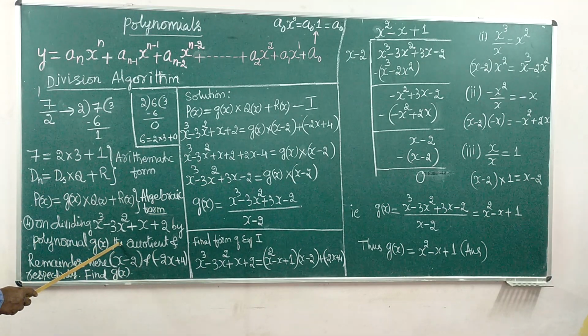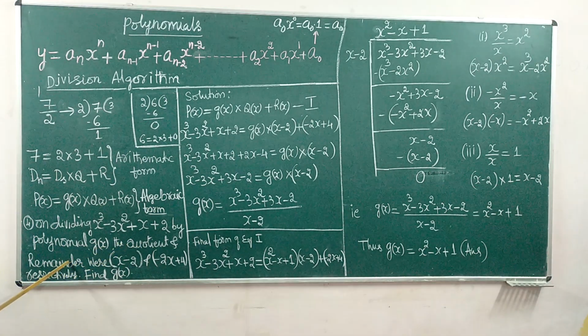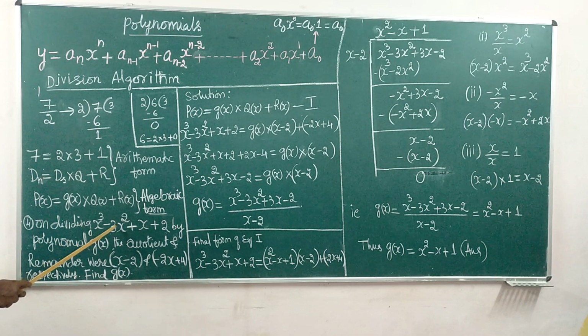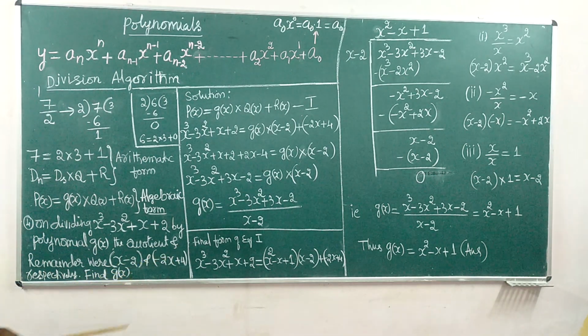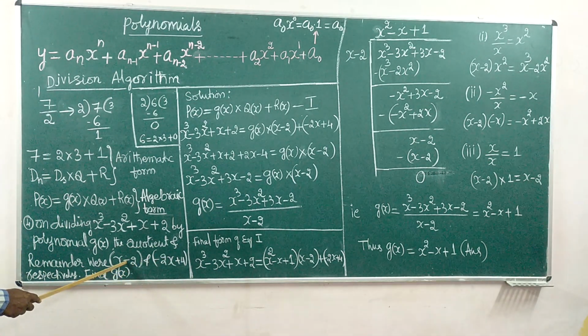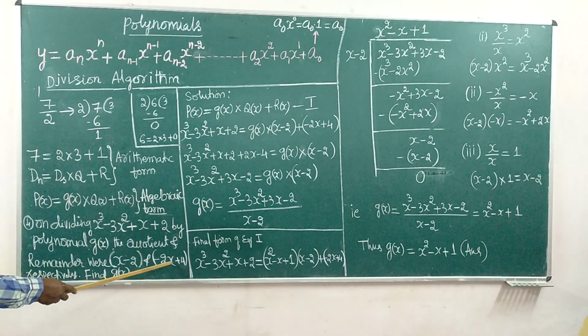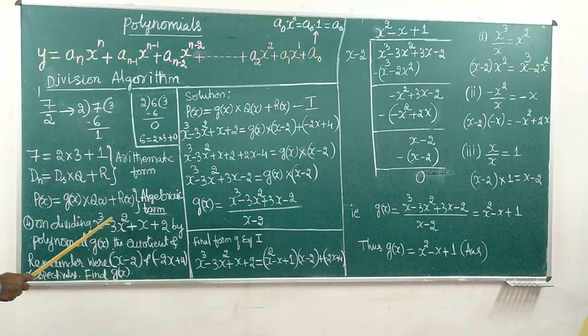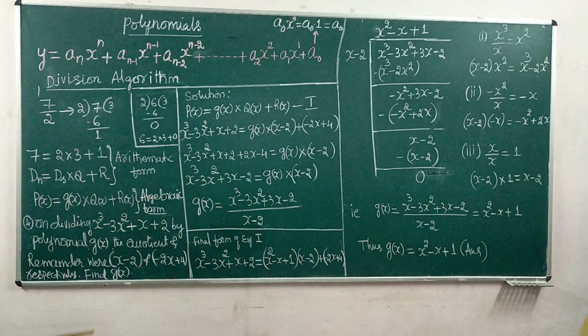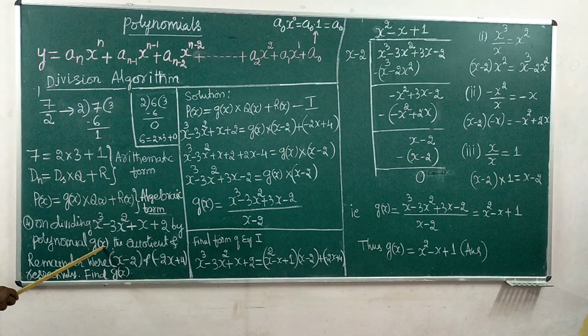The quotient and the remainder obtained after dividing this by this were given as x minus 2 and minus 2x plus 4. These are again polynomials of first degree, linear equations. This is a cubic polynomial equation. These are given; find g(x), they are asking. What is g(x) in this problem?